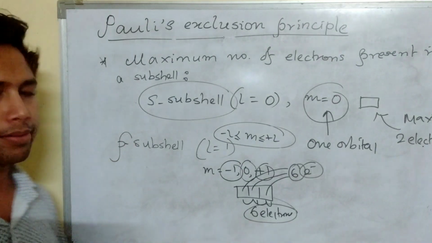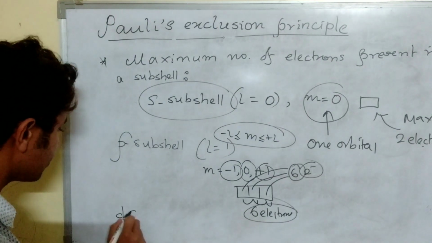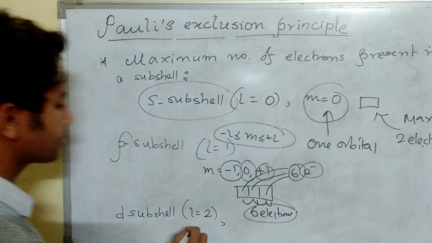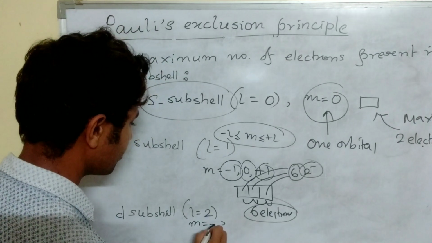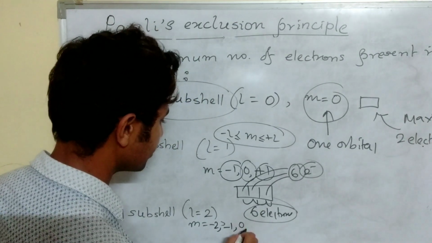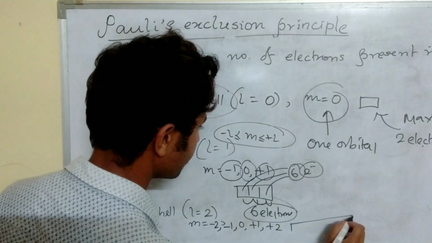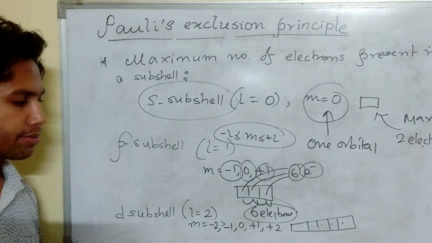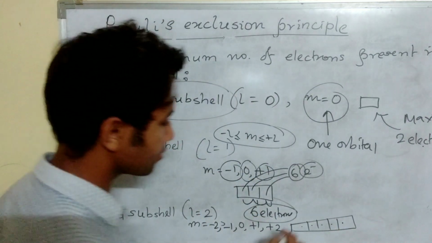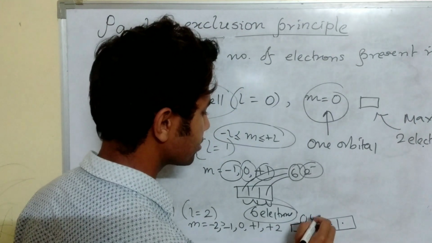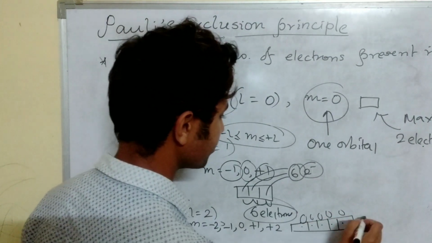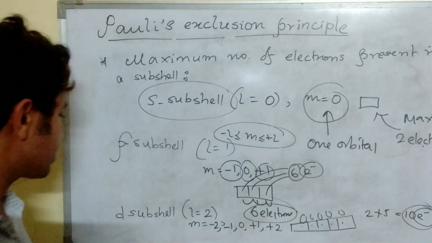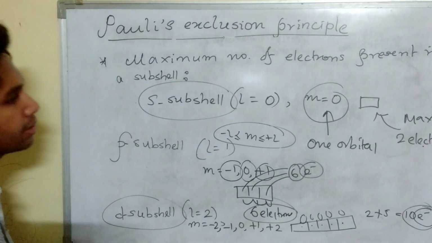For the d subshell, we have l is equal to 2. So m is equal to -2, -1, 0, +1, +2, which means 5 orbitals are possible for the d subshell. If one orbital can accommodate 2 electrons, then 2 into 5 is equal to 10 electrons. So the maximum number of electrons that can be accommodated in this subshell is 10.